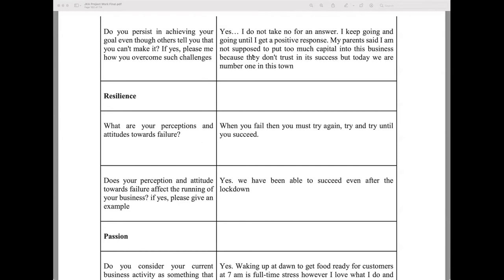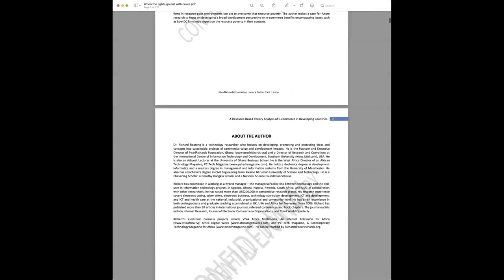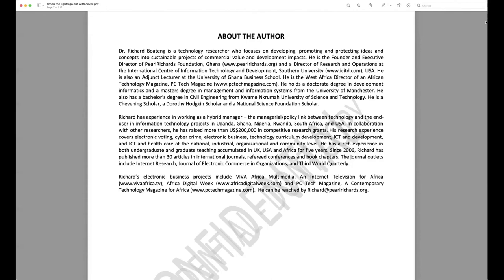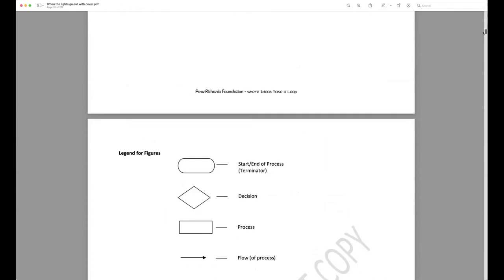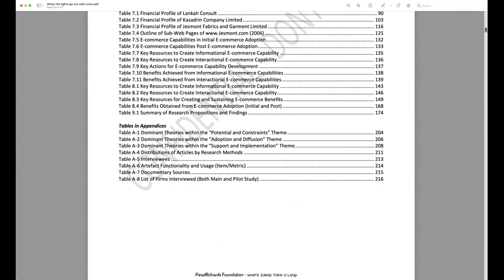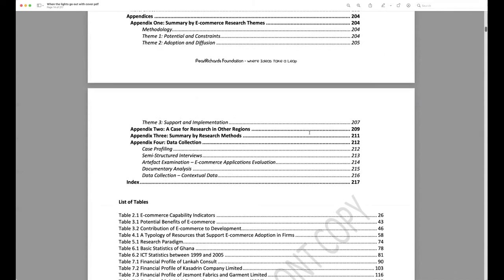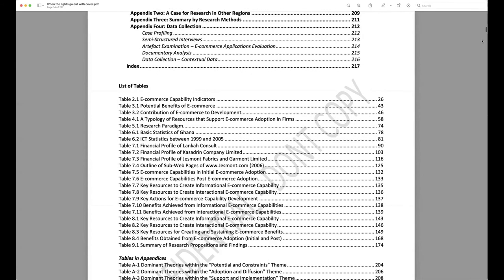Okay. Let me see if I can find my PhD. I just want to show you. I like to demonstrate. So this is my PhD. Let me scroll down and then I'll zoom in. If you look at my table of contents, you see it's there. So, the summary. Look at this: data collection, case study, case profiling, semi-structured interviews, artifact examination, documentary analysis, and contextual data. So I'm showing you all the major things I got from the field in a summarized way. And this is all coming from my case study database.